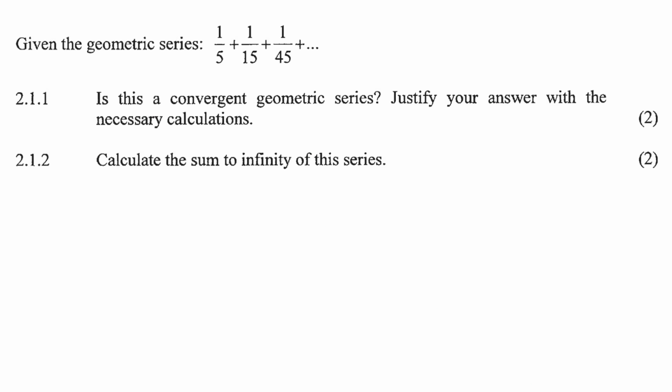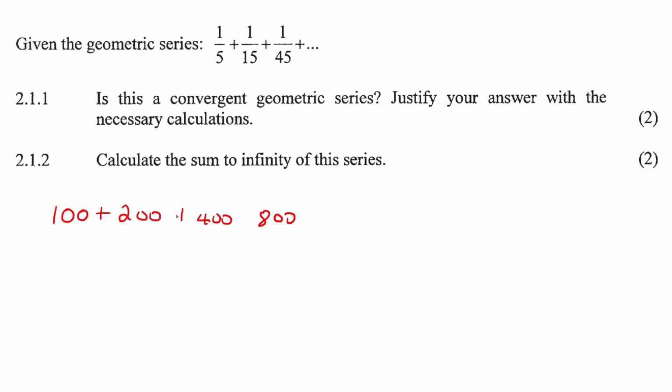They tell us that we have a geometric series. Okay, so remember what geometric means. It means that they are multiplying by the same number each time. Now, it says the first question, is this a convergent geometric series? Justify your answer with necessary calculations. Okay, so if I, for example, give you a geometric series like 100, 200, 400, 800, well, let's make it a series, so we put pluses in between, hey?